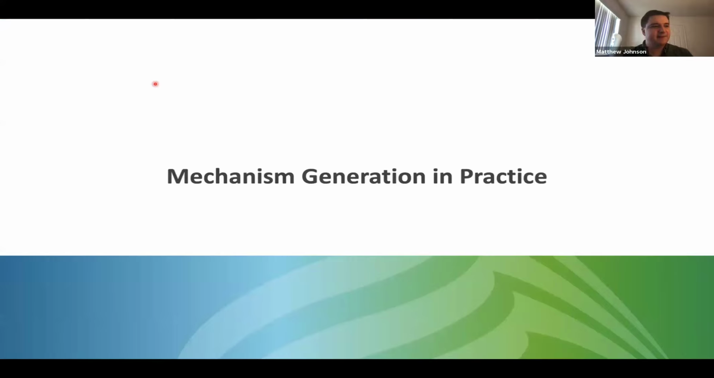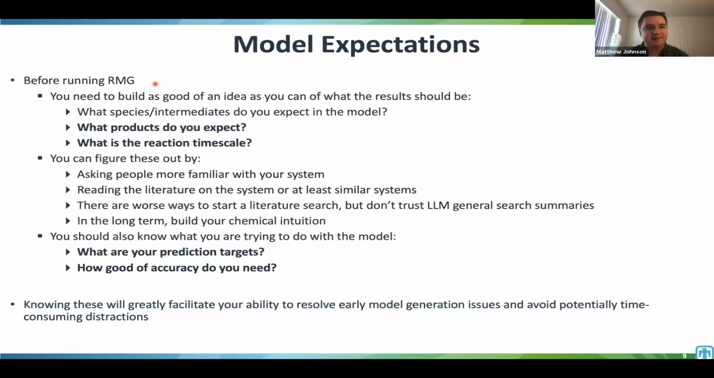So now to talk a little bit more about mechanism generation in practice. Before you start running RMG, before you touch RMG and start trying to do that, it's important to have a really good grasp of what your results should be. What species or intermediates should be in this model? In particular, what products are you expecting from this reaction? How fast should this reaction be happening?